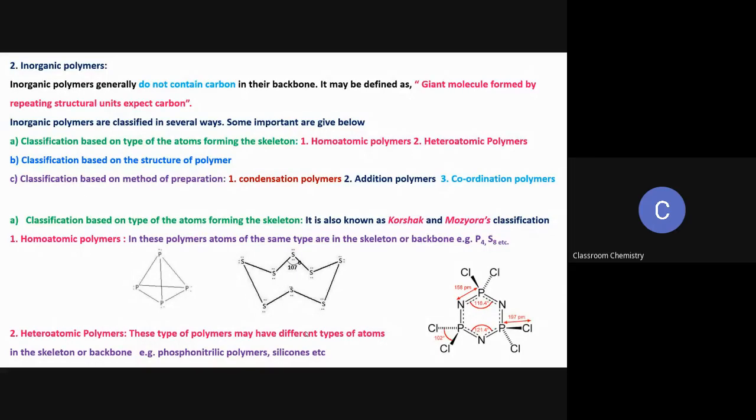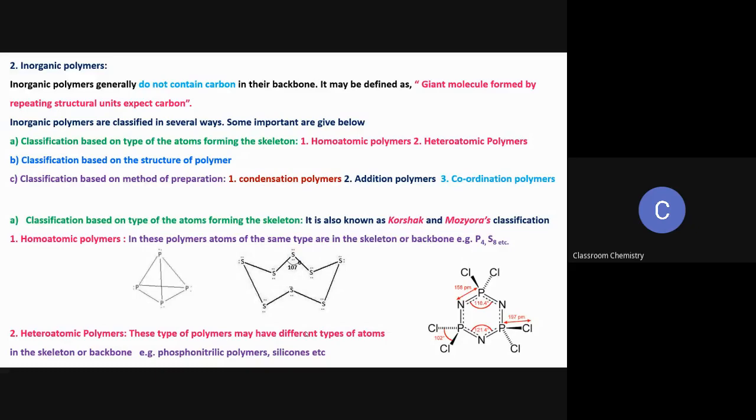So what type of structure of polymer? Except the carbon atom in their backbone. On the basis of that, they are classified on the basis of structure. Then the third classification is based on method of preparation. And that method of preparation is what? Condensation polymer, addition polymer, and coordination polymer. And these are, I think, the important types based on method of preparation.